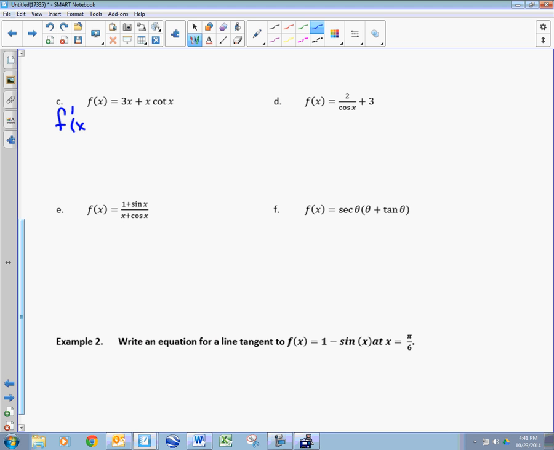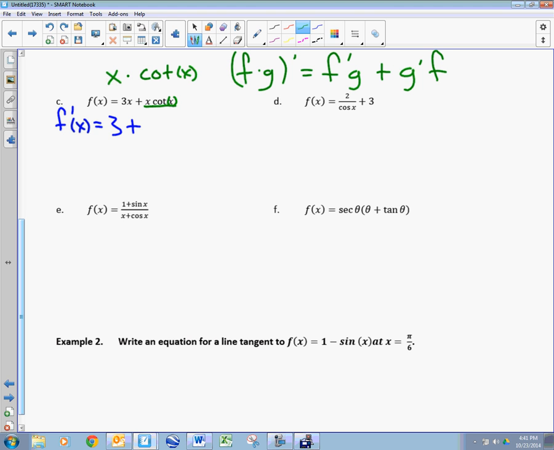F prime of x, we take the derivative of 3x, which is 3. Then we have this portion right here. X times cotangent of x. All right, x times cotangent of x. That requires the use of the product rule. If you remember, f times g prime is equal to f prime g plus g prime f.